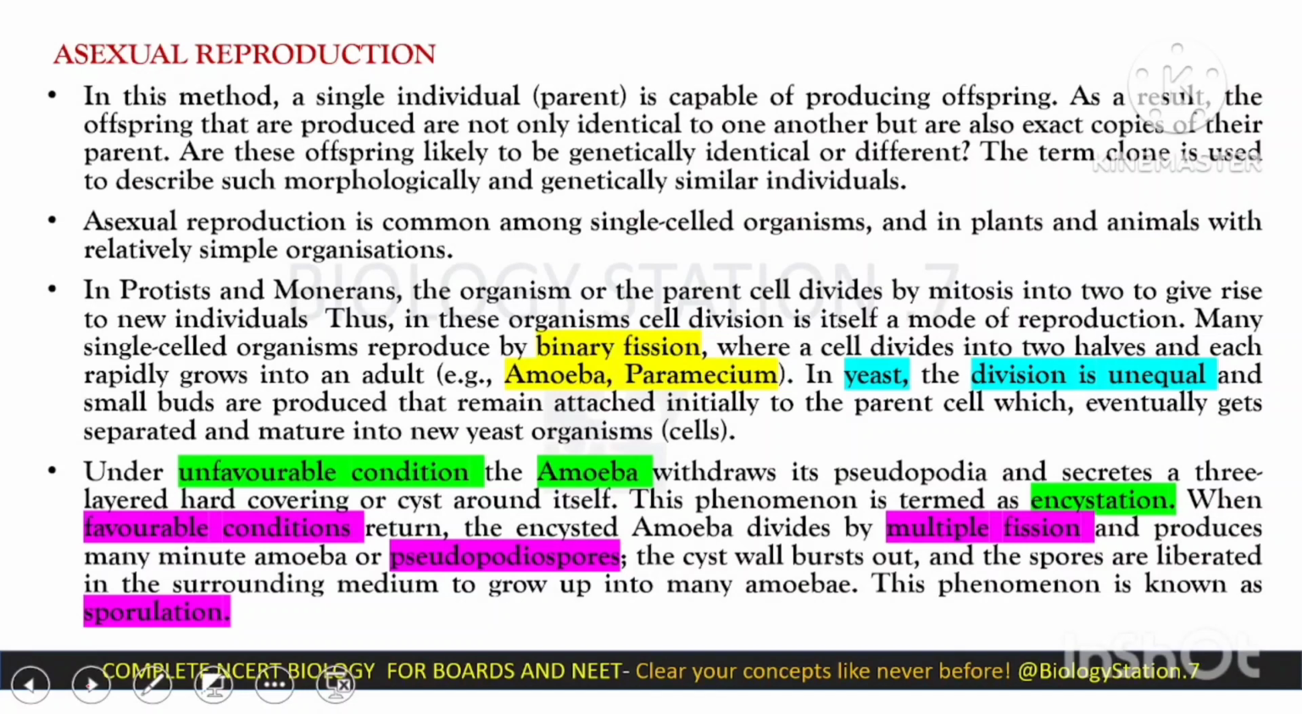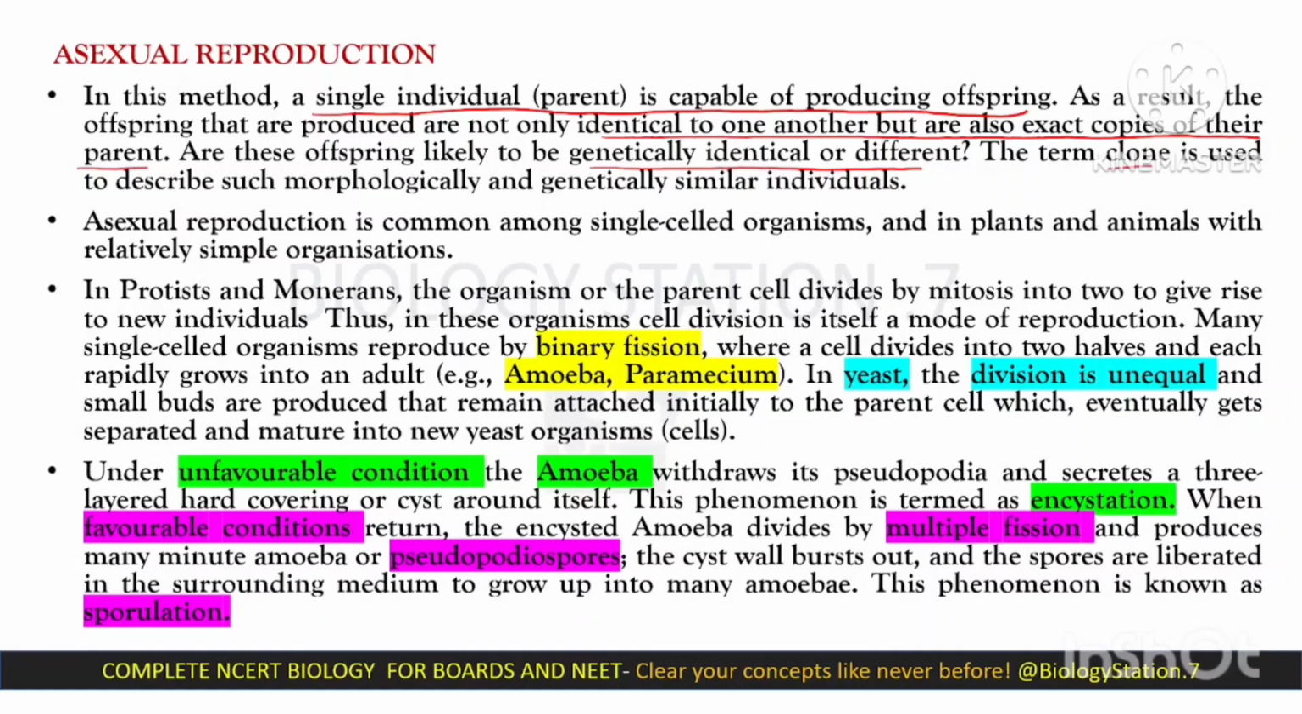Now let's see asexual reproduction. So what is asexual reproduction? A single individual or a single parent is capable of producing offspring. As a result, the offspring produced are not only identical to one another, they are also exact copies of their parent. The offspring are genetically identical to their parent, because a single individual reproduces and produces organisms of its own kind, genetically identical offspring.